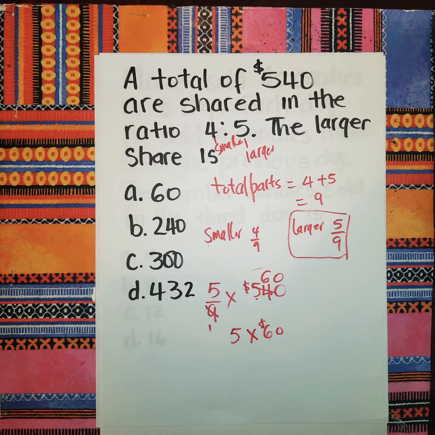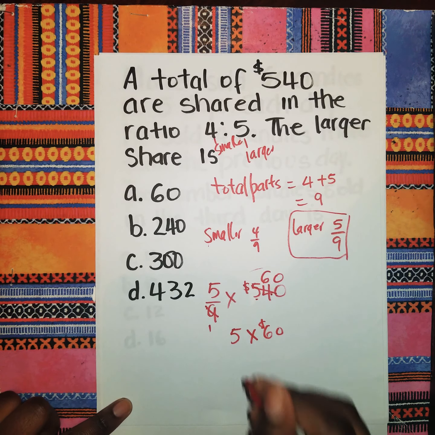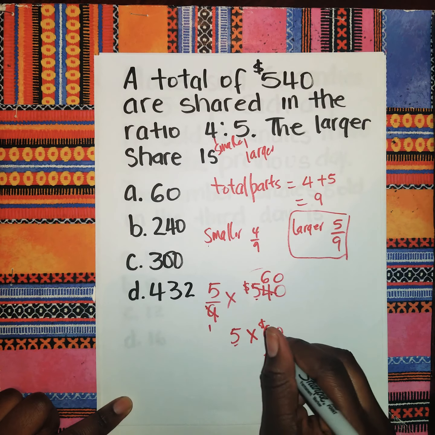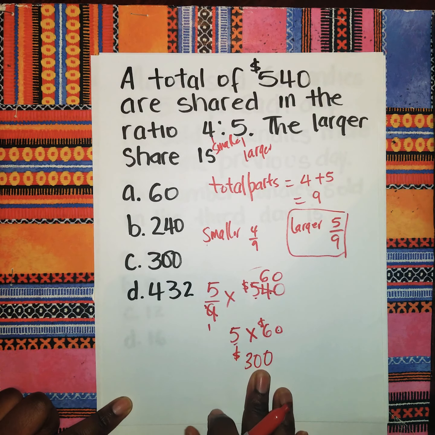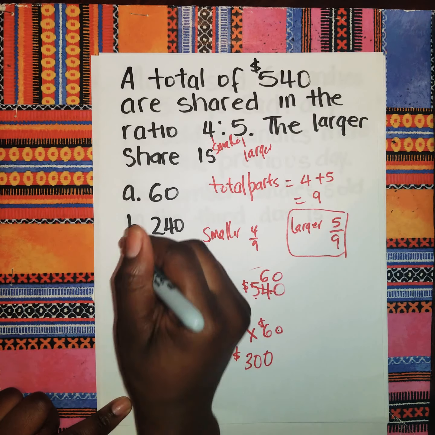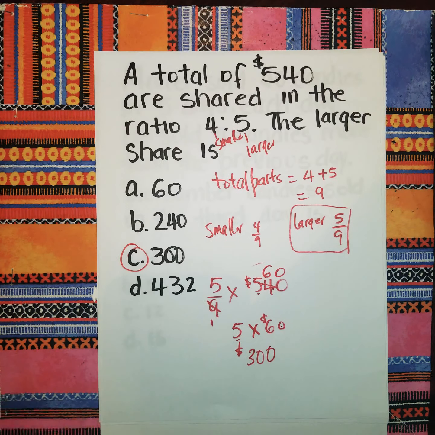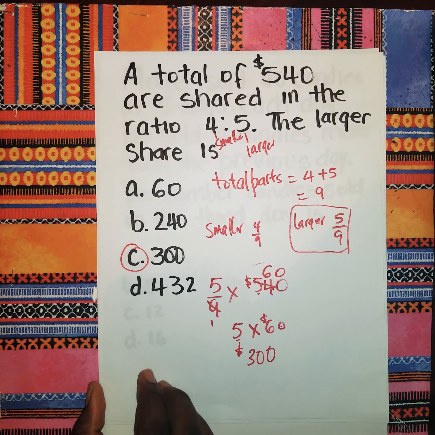And we'll have 300. So 5 times 6 is 30, or 300. So it's $300 the person will get if they get the larger share. So $300 is the answer for that one.